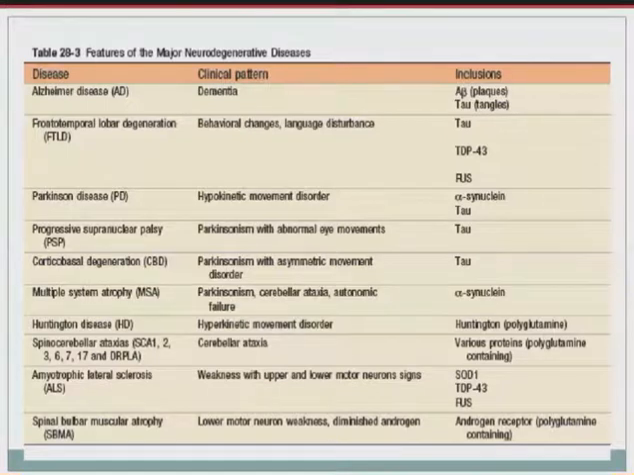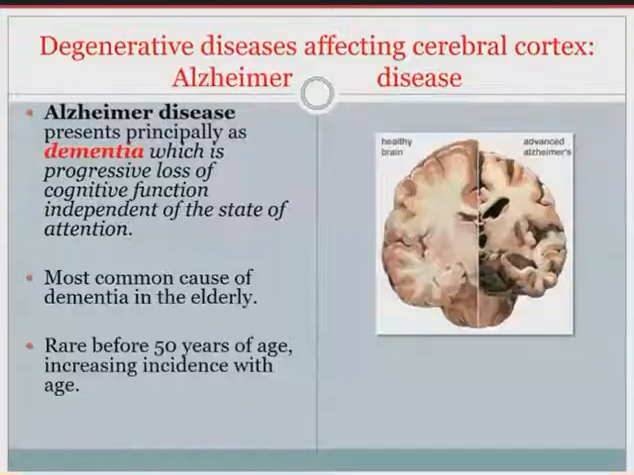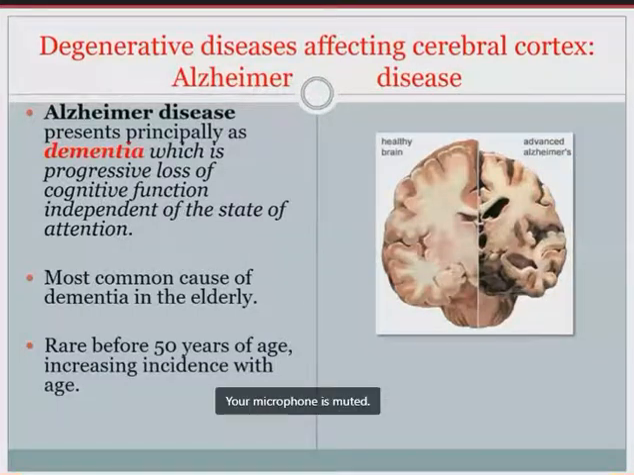So we'll start with our topic, Alzheimer's disease. The basic thing that occurs in Alzheimer's disease is dementia. One criterion for Alzheimer's disease is dementia.